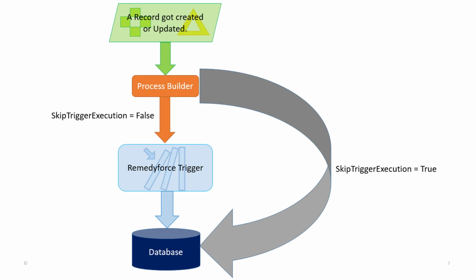So what does all this mean in layman's terms? Well, a record gets created or updated. The processes are run, and if skip RF trigger execution is not set, then we process our triggers normally. However, if it is true, we skip our before and after triggers. We've created a scenario where we can duplicate the problem, and we'll show you how this works.